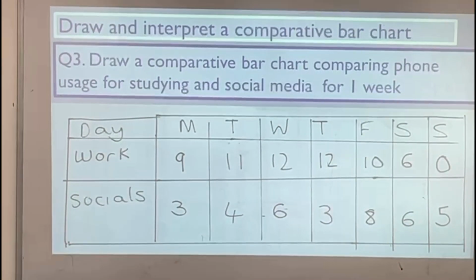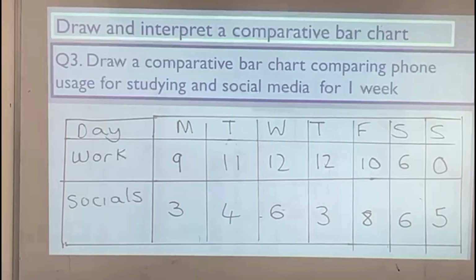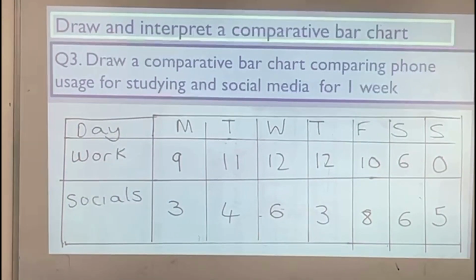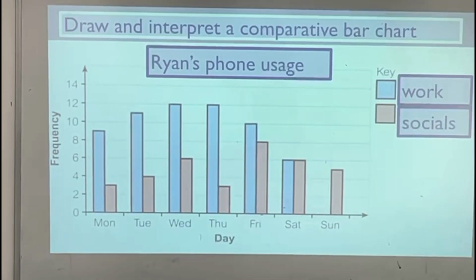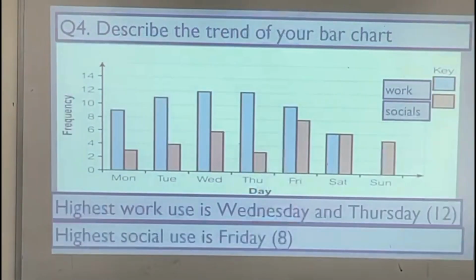So this was my example. So you can see that on a Monday, I used my phone 9 times for work, and I used it only 3 times for social. And then what I've tried to do is turn that into a comparative bar chart.